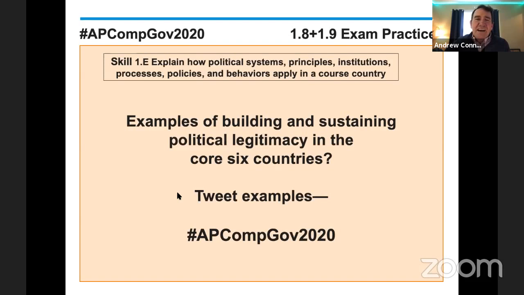Tomorrow, we are looking at legitimacy. If that is a concept that you have not heard of, you really need to do yourself a favor, go research what is political legitimacy. It really is one of the biggest overarching concepts in AP Comparative Government. And if you do know political legitimacy, I'd invite you to go out and look for examples of how countries build legitimacy and how they sustain legitimacy in all six of our course countries.